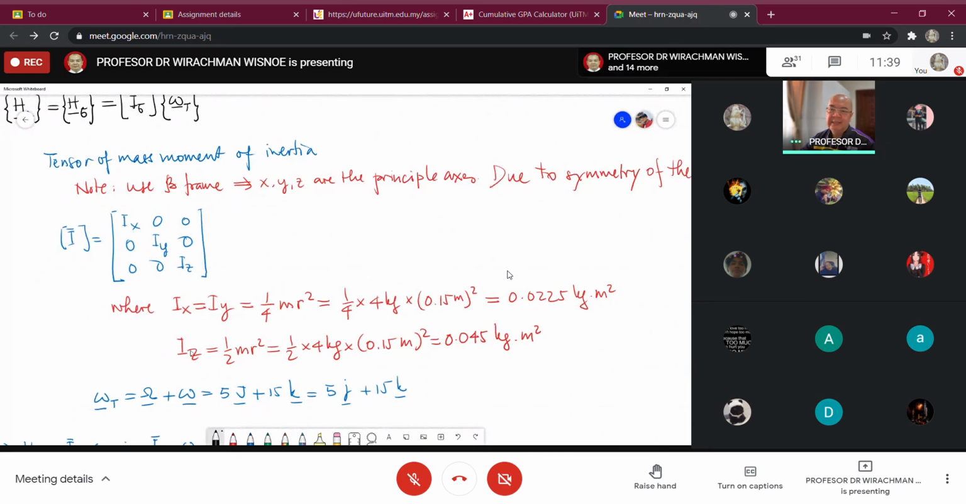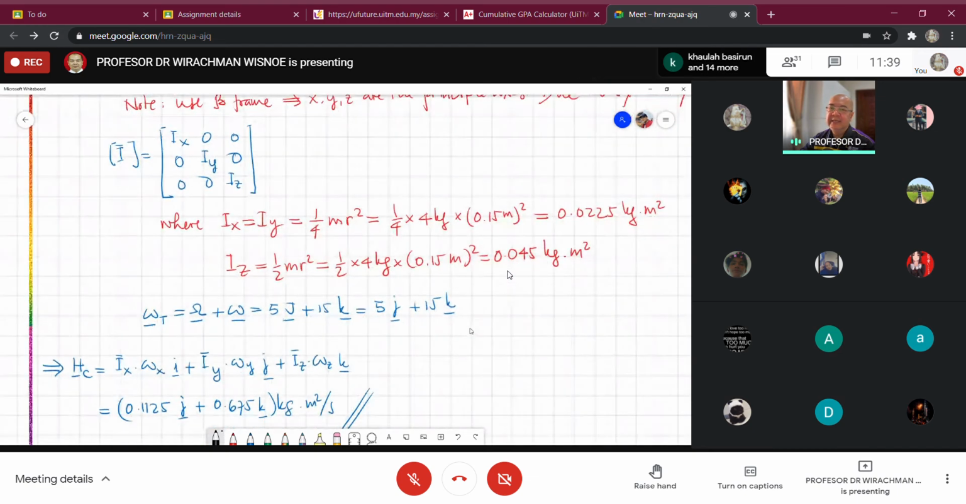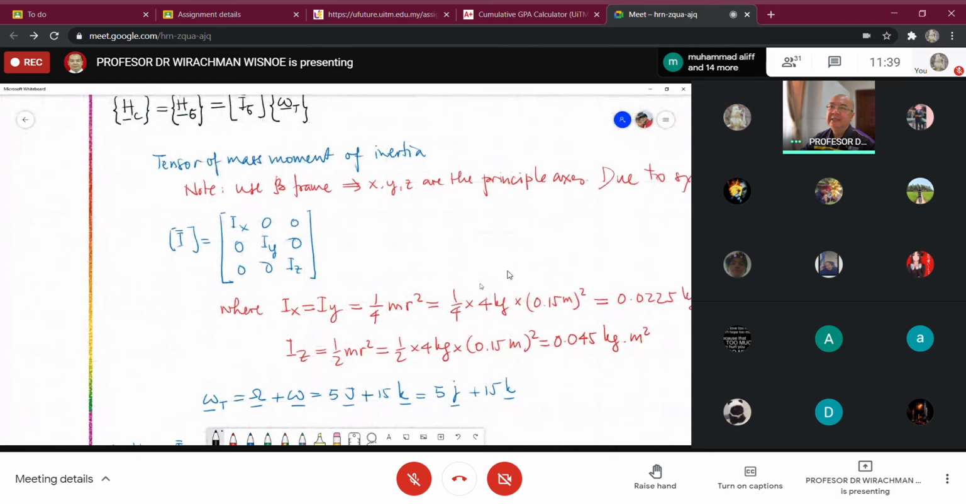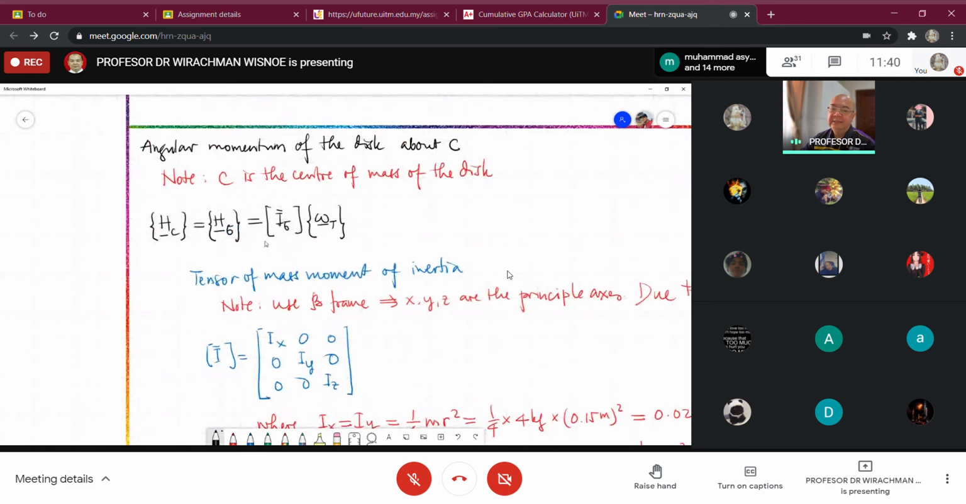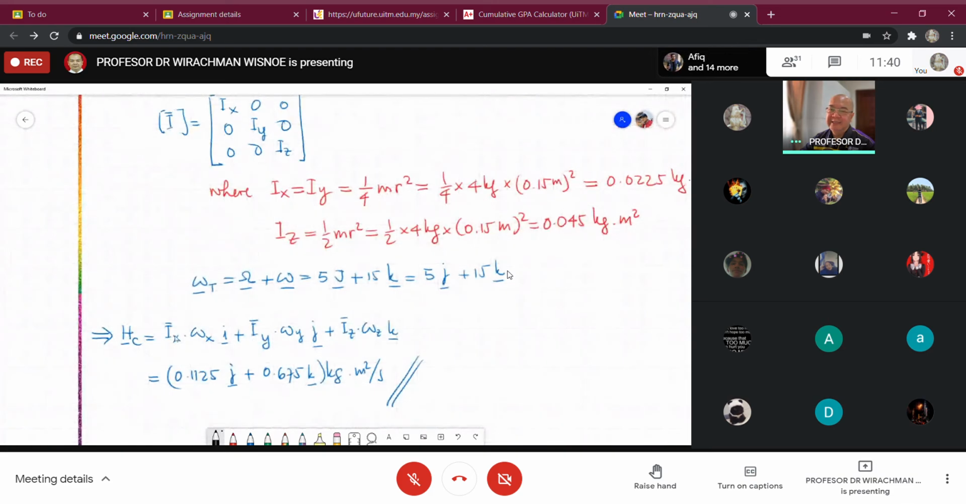Ix, Iy, Iz. So we have omega t, just like what Nur Sabrina said, 5j plus 15k. So I multiply this with this matrix product, and it becomes something like this.